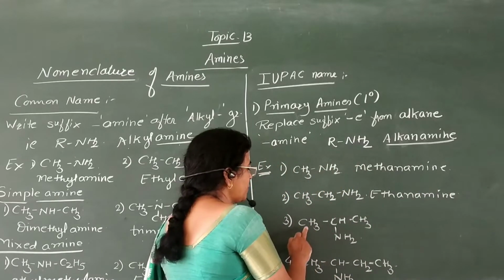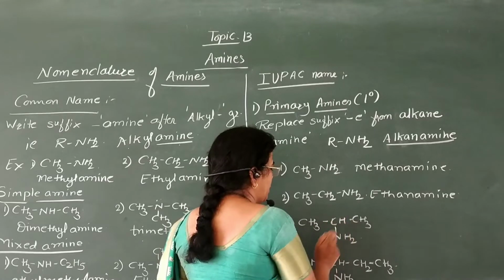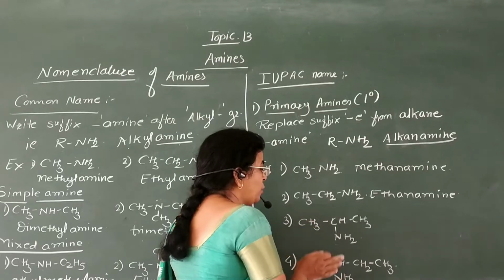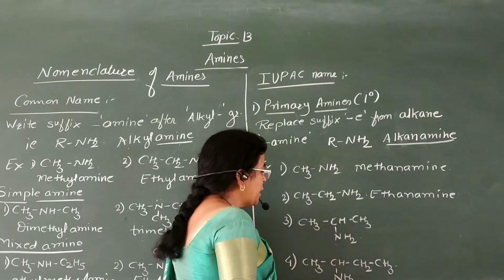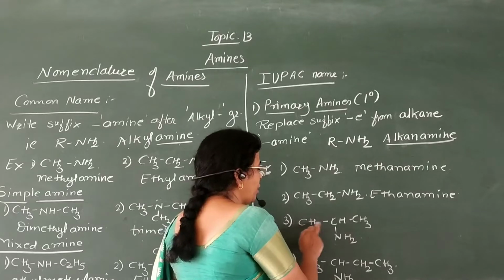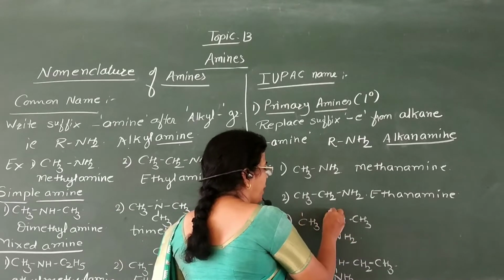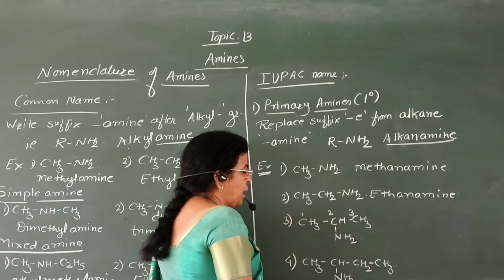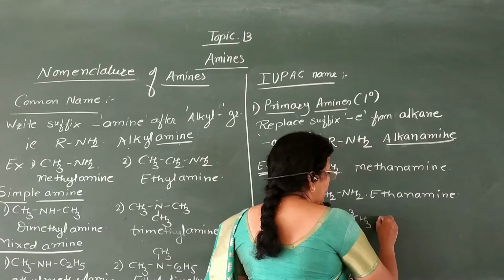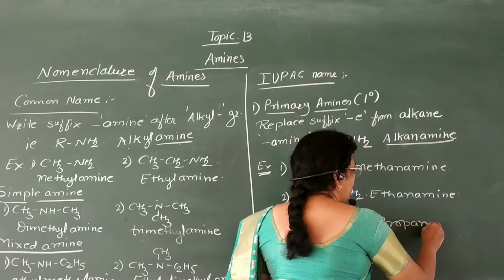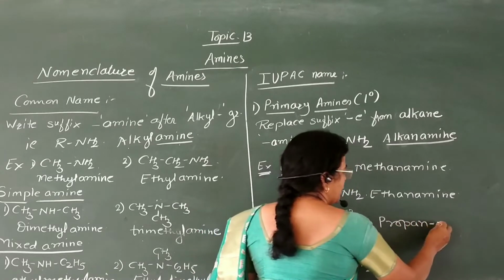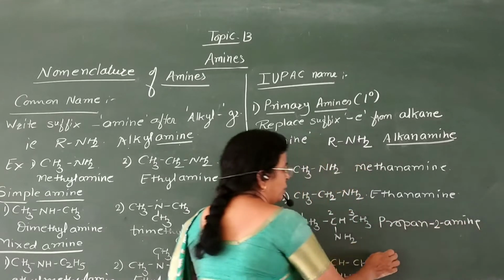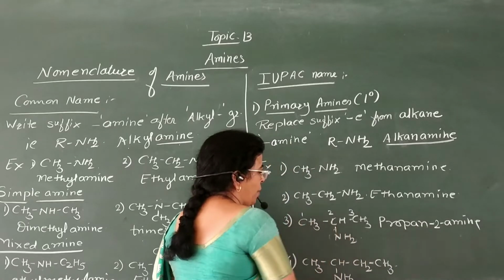Third, CH3CHNH2CH3. Now here there are more than 2 carbon atoms. Then first select the longest chain and give numbering. Now there are 1, 2, 3 carbon atoms. Give numbering from any end 1, 2, 3. Parent alkane is propane and at 2 position there is amine group. Therefore here write propane and give the position of this NH2 group as 2 and amine. That is propan-2-amine. 2 represents the position of amino group.